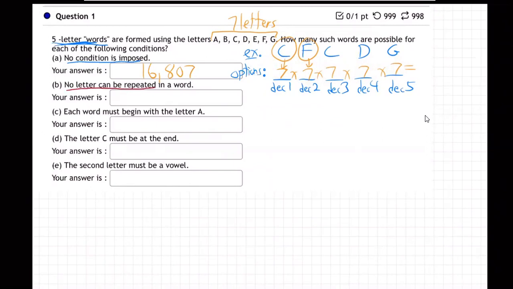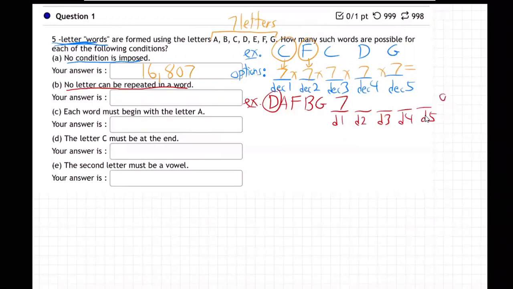All right, now for the next one. Now they're saying no letter can be repeated. Okay, let me do an example one. I'm going to go D, A, F, B, G. All right, I did one. 5 letters. I made 5 decisions. Decision 1, decision 2, decision 3, decision 4, and decision 5. For my first decision, which I chose to put D, I, of course, had 7 options, right? You always put the options here.